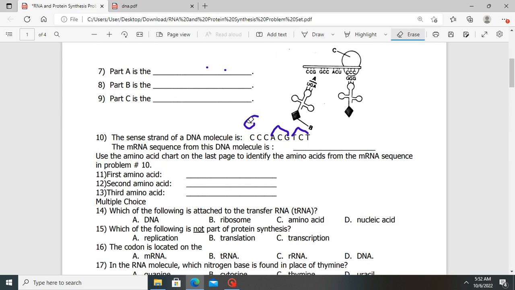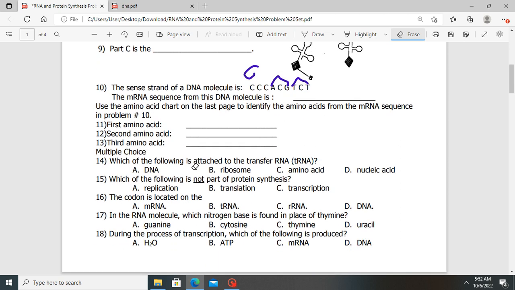Let's continue. Question 14. Which of the following is attached to the transfer RNA? Transfer RNA transfers amino acids from the cytoplasm to the ribosome. So the answer for question 14 is C.